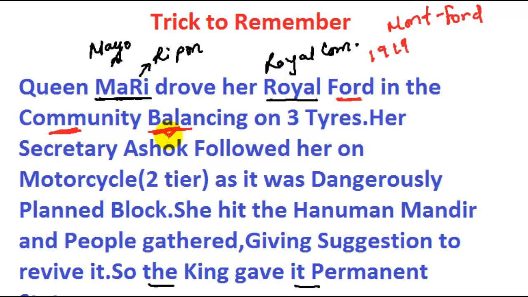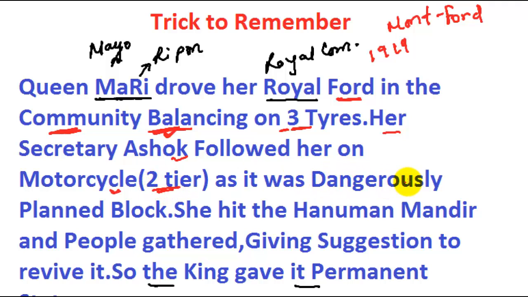So balancing on three tires means Balwant Rai Mehta Committee, which suggested a three-tier system for Panchayati Raj. Her secretary Ashok followed her on the motorcycle. After the Balwant Rai Mehta Committee, the Ashok Mehta Committee was appointed, which suggested a two-tier system. And here Ashok is traveling on a motorcycle, which is a two-wheeler. So in this way you can remember that Ashok Mehta suggested a two-tier system.